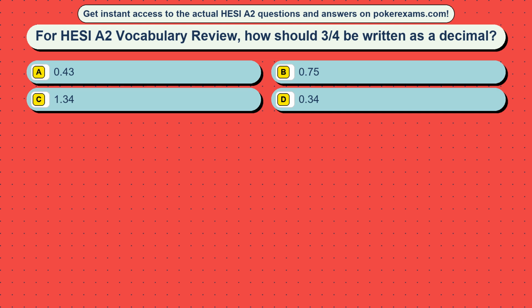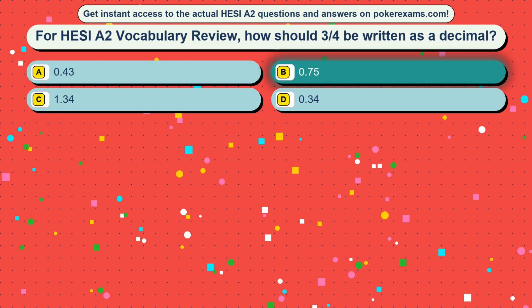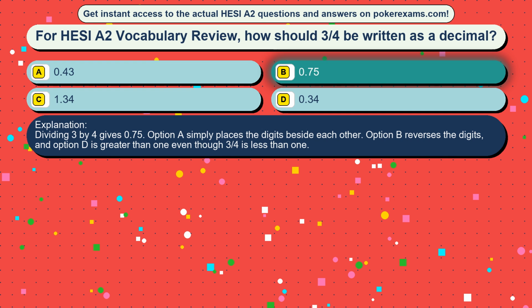Question 22. For HESI A2 vocabulary review, how should 3/4 be written as a decimal? Option A, 0.43. Option B, 0.75. Option C, 1.34. Option D, 0.34. The correct answer is option B, 0.75. Dividing 3 by 4 gives 0.75. Option A simply places the digits beside each other. Option D reverses the digits, and option C is greater than 1 even though 3/4 is less than 1.